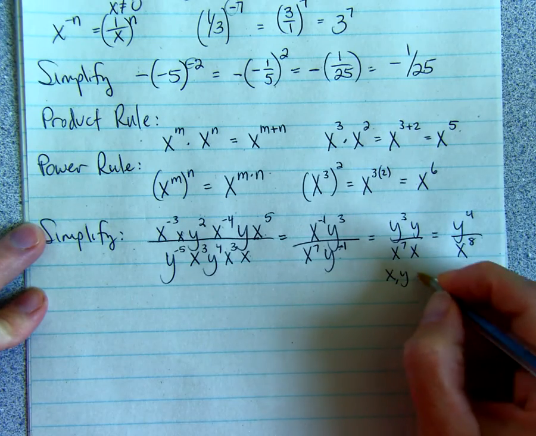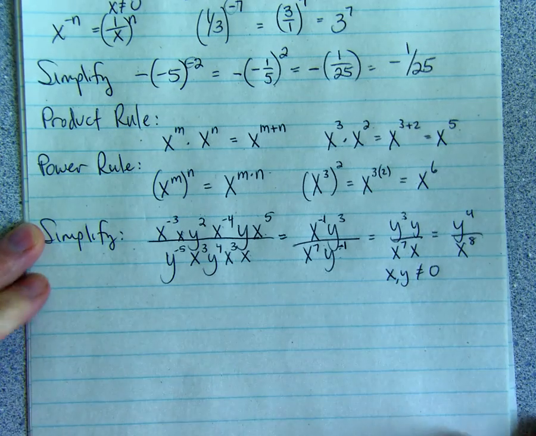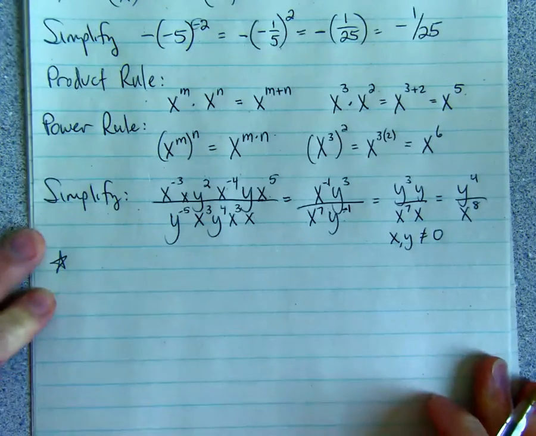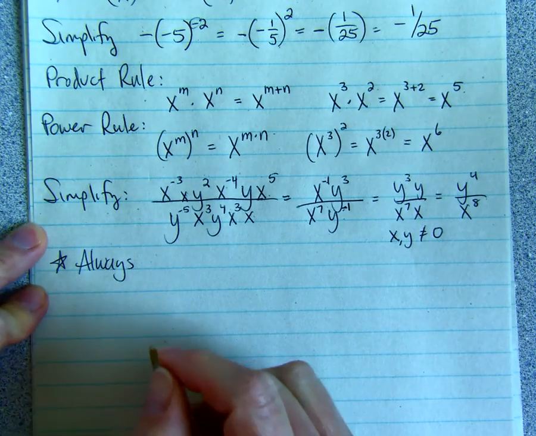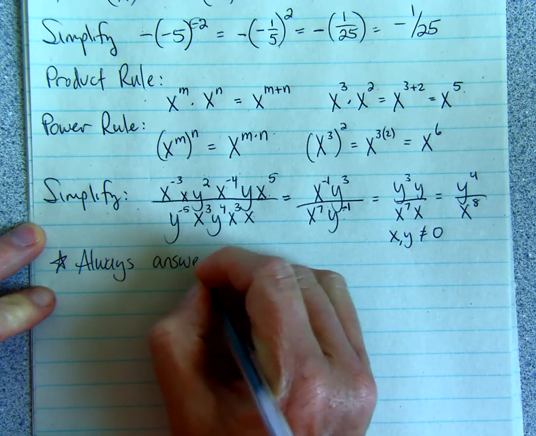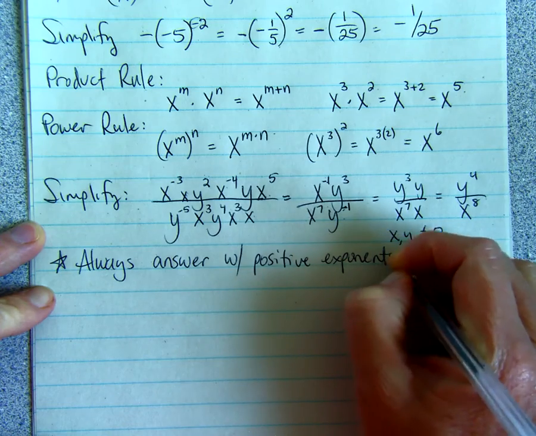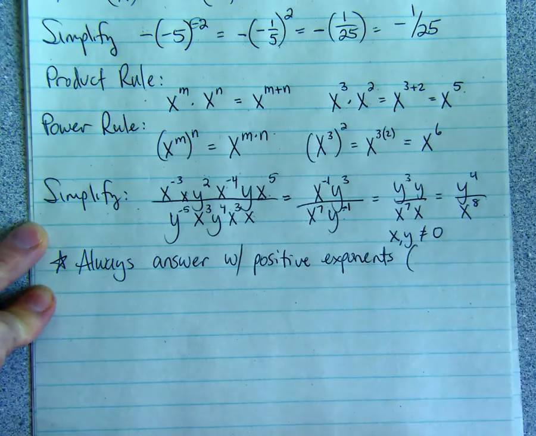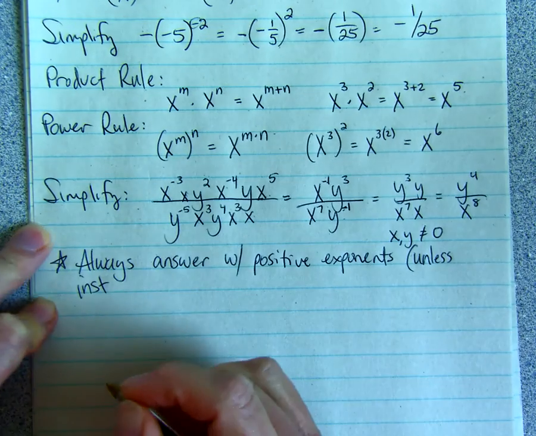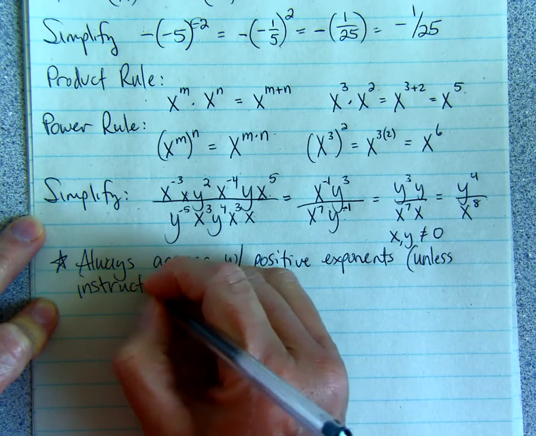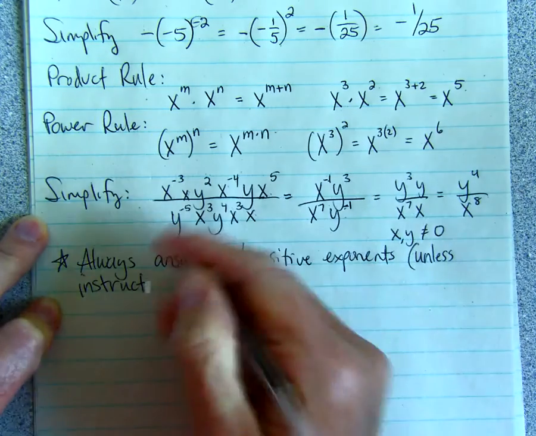And then we would have to write x and y cannot equal 0, because over here we have both x's and y's in the denominator. So always, in your answers, use positive exponents, unless instructed otherwise. Put that in parentheses. Very rarely they're going to tell you to answer with all negative exponents. Usually they're just going to want you to have positive exponents for your answers.